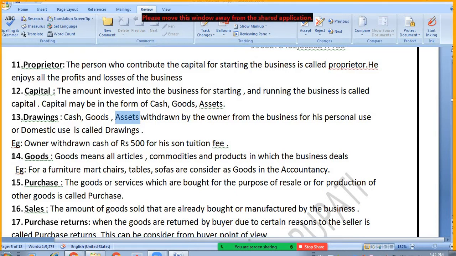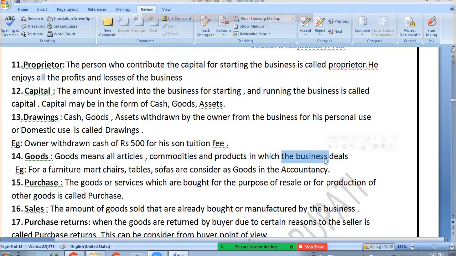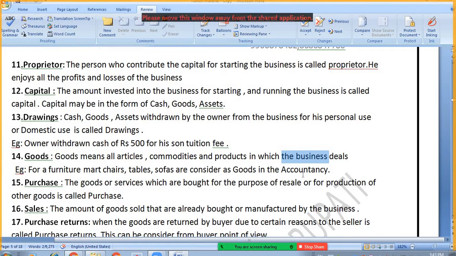Well, next one, goods. Goods means all articles, commodities and products in which the business deals. It means whatever the business is mainly dealing in, such things can be considered as goods.